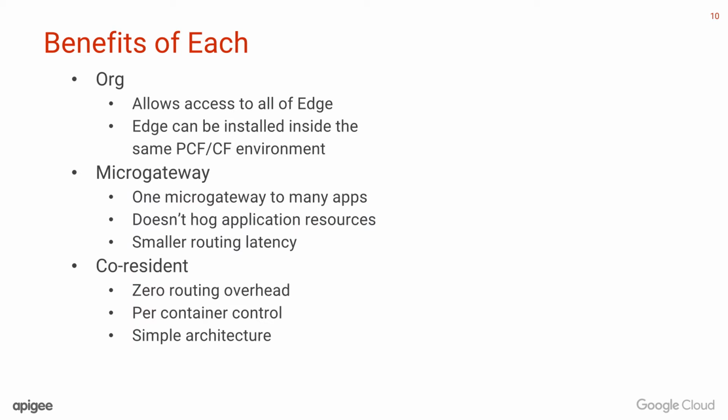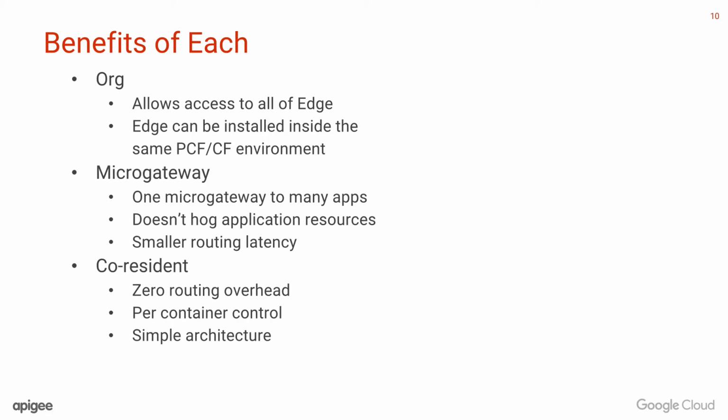So each of these different plans has different benefits. The org plan allows you to have access to all of Edge, and Edge can actually be installed inside the same Pivotal Cloud Foundry or Cloud Foundry environment. That would make the latency a little bit less with an org plan versus going out to the cloud and coming back into Cloud Foundry. Micro Gateway allows you to have one micro gateway for many different applications, and it doesn't hog the application resources because it's a separate application, and it has smaller routing latency compared to the org environment.